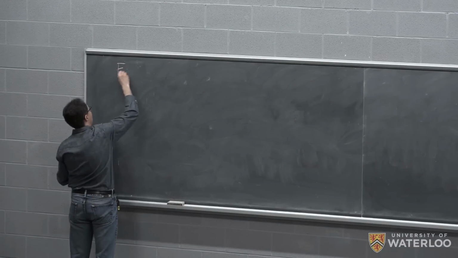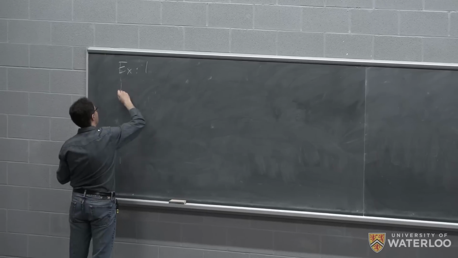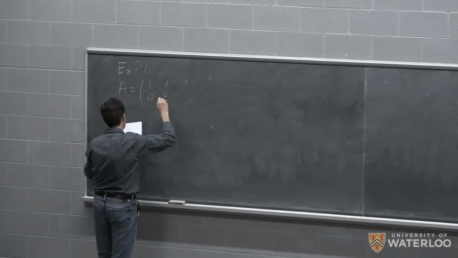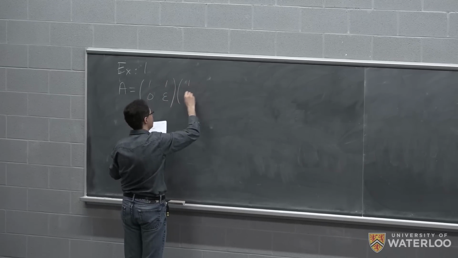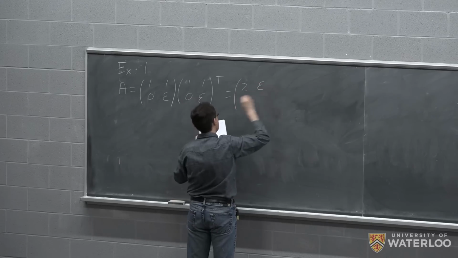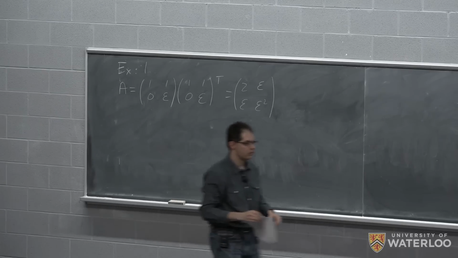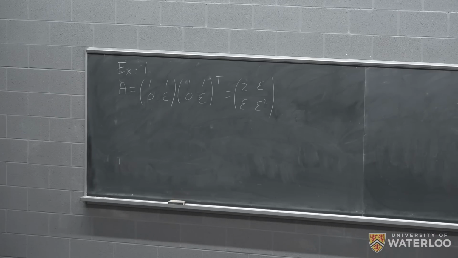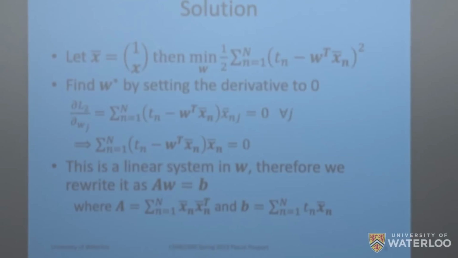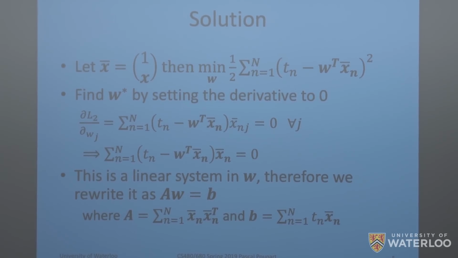Okay, so for example 1, the matrix A will correspond to [1, 0; 1, epsilon] times [1, 0; 1, epsilon] transpose, which is equal to [2, epsilon; epsilon, epsilon squared]. The way I obtain this matrix, if I just go back a few slides, is based on this equation here. So that's the expression I'm using to compute A.